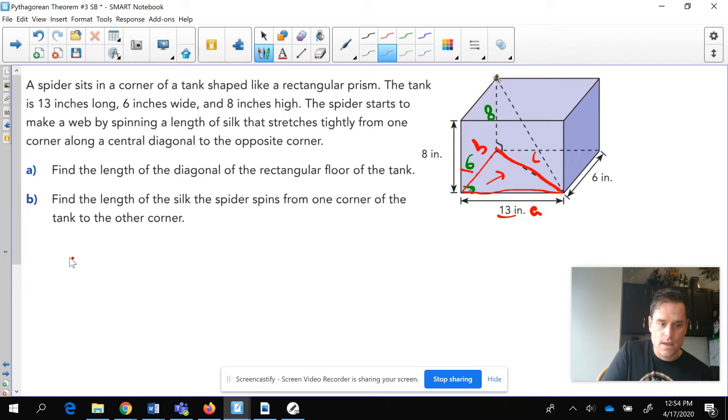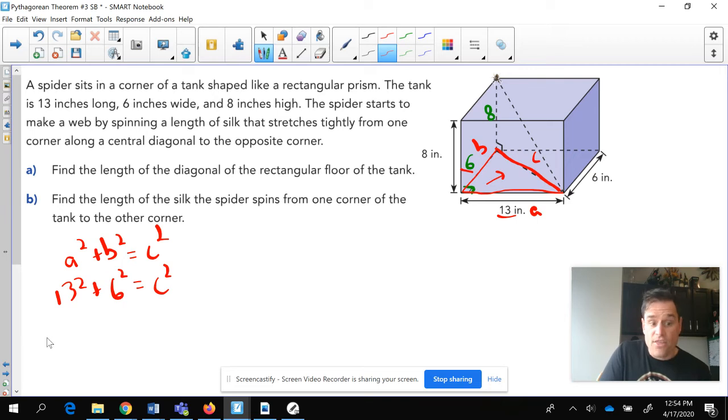Let's go over here, and we're going to say A squared plus B squared equals C squared. And again, all we're doing is we're solving first this line here. And once we solve that, then we can solve the other line. So we have to solve the first one first. So 13 squared plus 6 squared equals C squared. And 13 squared, if you guys remember, is 169 plus 36 equals C squared.